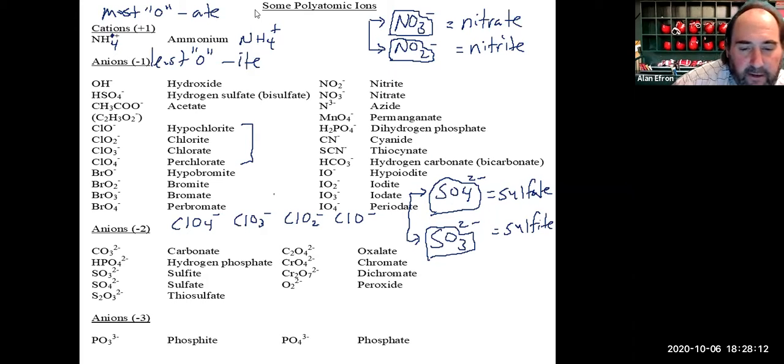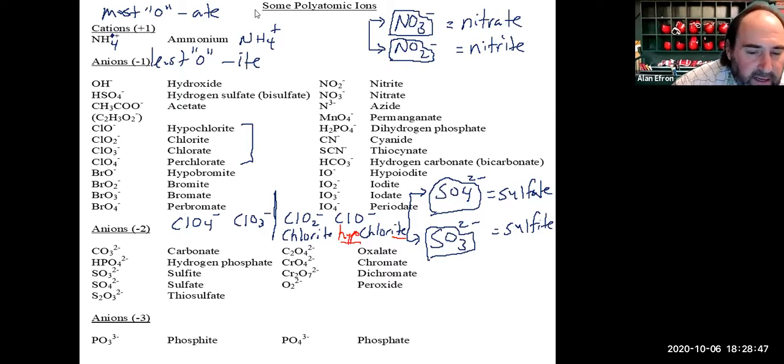So if you broke it up right about there, everybody to the right would have the least number of oxygens, which means they should end in ITE. So this would be chlorite. This guy would also be chlorite. You obviously cannot have the same name for two different formulas. So when you have a group of four, the one that has the least number of oxygens ends in ITE, and also starts with hypo. So that is hypochlorite.